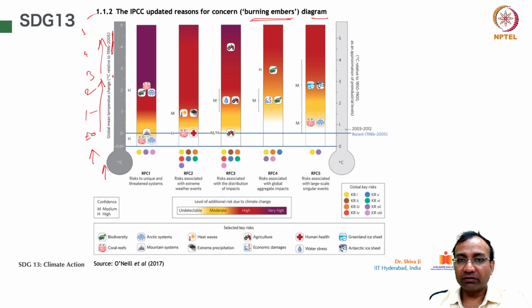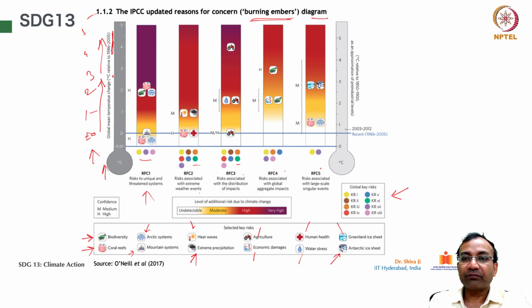and we have these concerns listed down over these verticals. You can see RFC 1, 2, 3, 4, 5, and in these there are color codes you can refer to over here. Okay, global key risks. What are those? Examples are: biodiversity, shown by this frog, coral reefs, mountain systems, Arctic systems, heat waves, extreme precipitation, agriculture, economic damages, human health, water stress, Greenland ice sheet, and Arctic ice sheet, right?